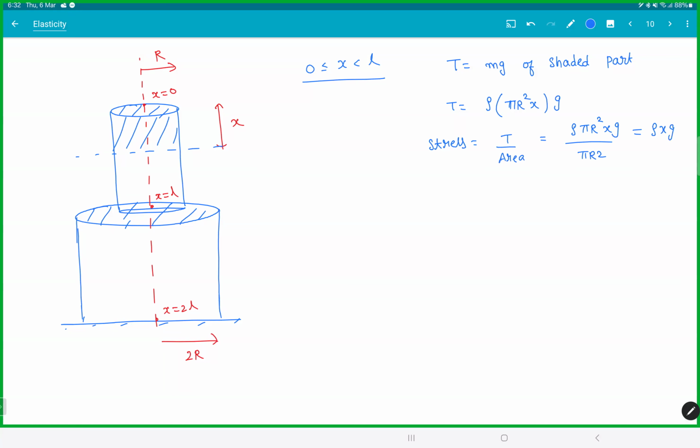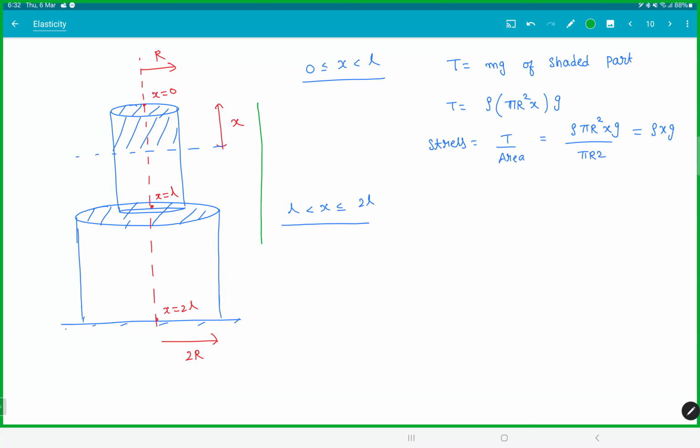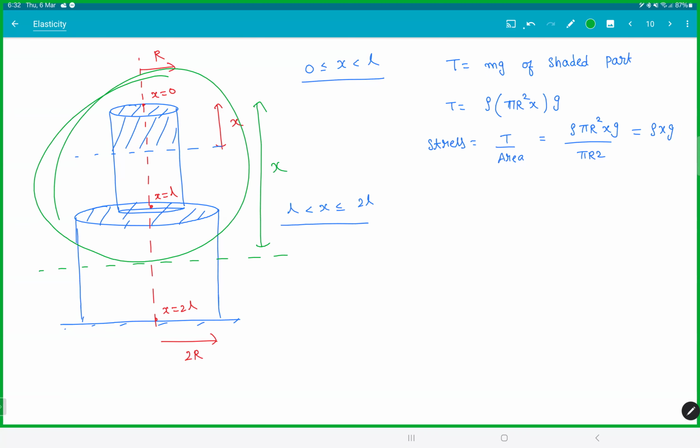That was easy. Now second part, x must be between 2L and L. So basically L is a discontinuity. Suddenly the area changes. So now you're taking x from here to here. Means you want to find the tension here. Now how much should you take? Should you take this whole area here? You get the diagram? Is that making sense, everyone? You should take x from 0 to L and then from L to 2L ke beech mein. So you have to divide the part into two parts.